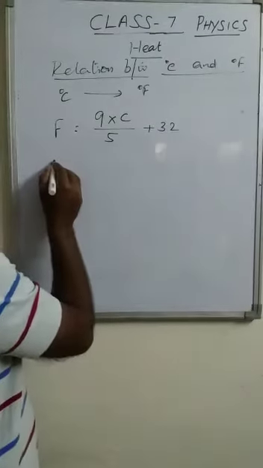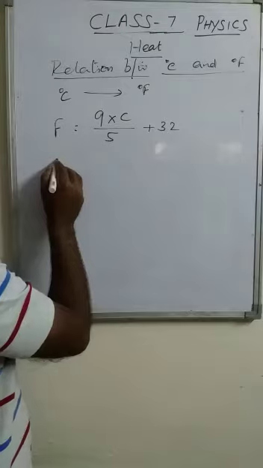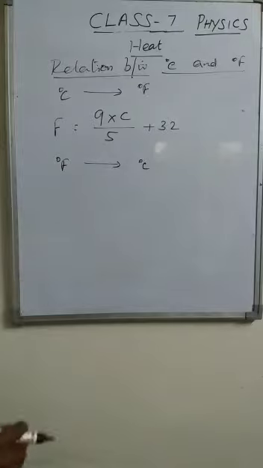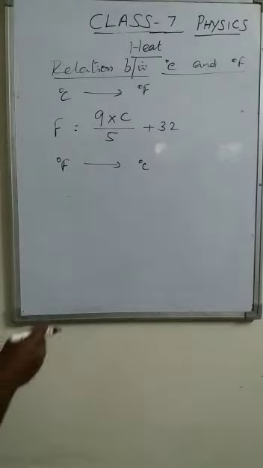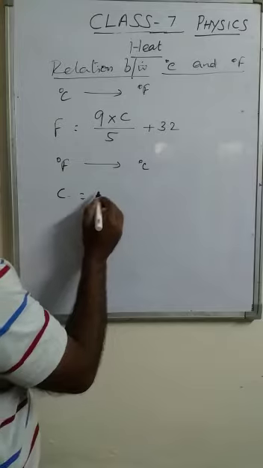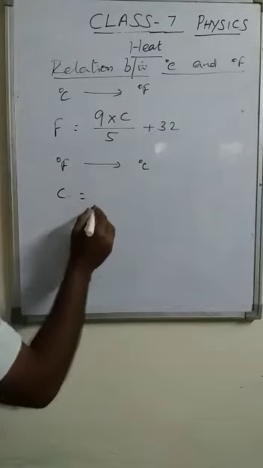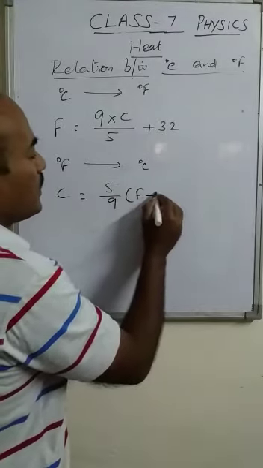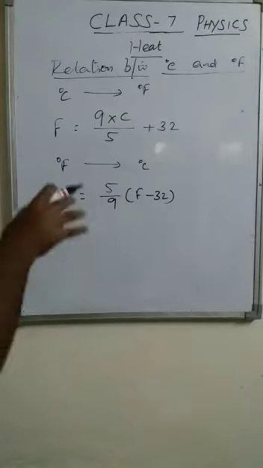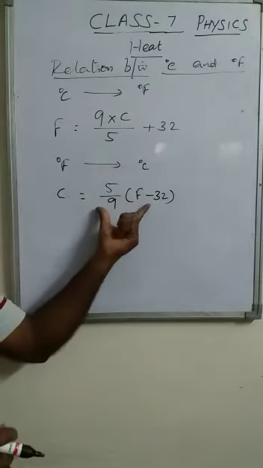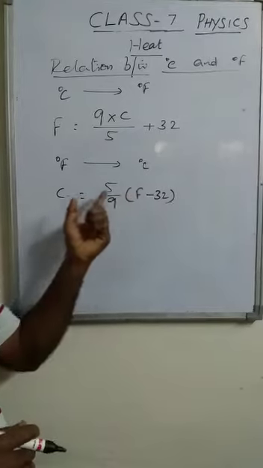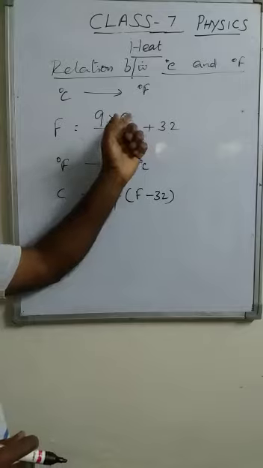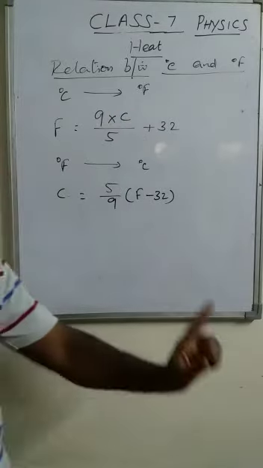If we want to change the temperature from degree Fahrenheit into degree Celsius, the same relation will be changed. Like this, C equals 5 by 9 into F minus 32. This is a simple relation. This can be used to change from Fahrenheit into degree Celsius, and the other is used to change from degree Celsius into Fahrenheit. These are the two relations.